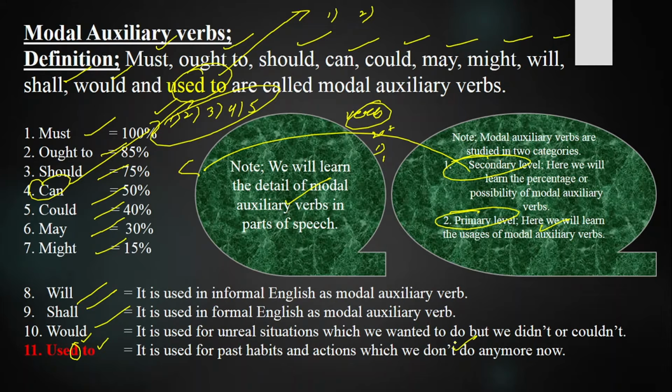We use this modal auxiliary verb, or you can also call it a structure, for past habits and actions which we don't do anymore, which we did in the past but now we don't do. In my point of view, if we say it is a modal auxiliary verb, it should be changed in the way I have changed it, and I will make the sentences in the next slide. And if it is a structure, that should be changed according to the structure.